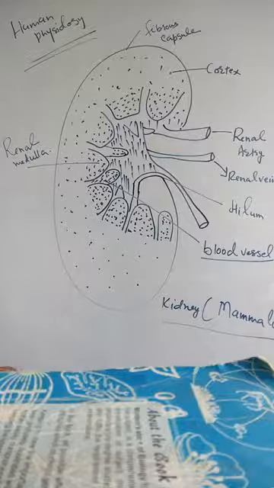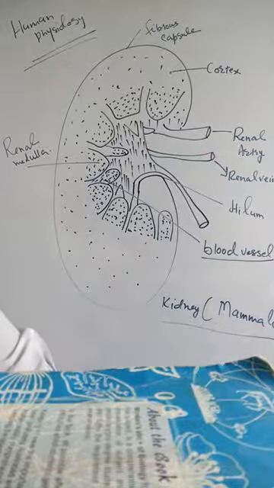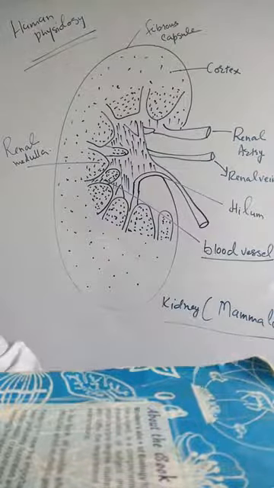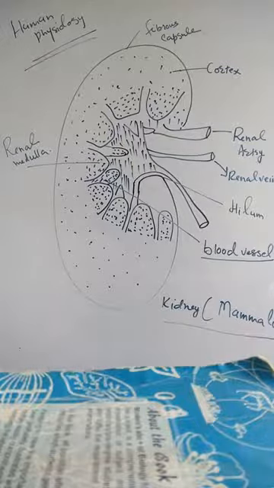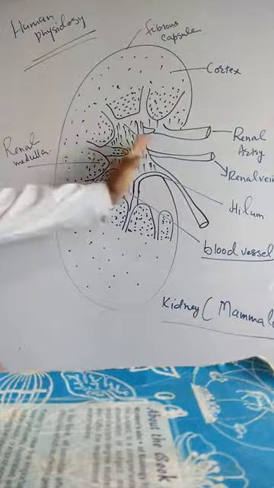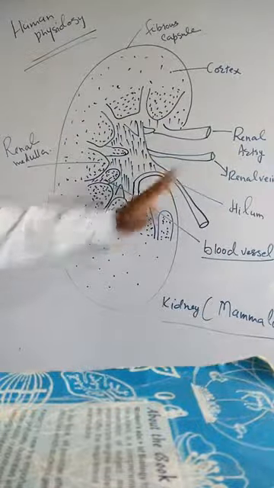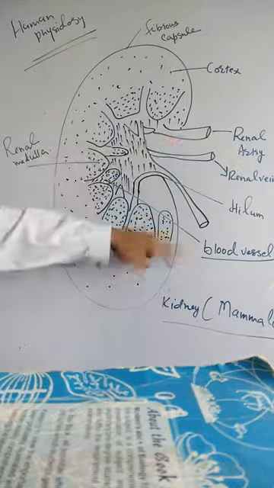This is the structure of a human kidney or mammalian kidney. There are two mammalian kidneys, a pair of mammalian kidneys located below the abdominal cavity, attached to the muscular wall near the vertebral column. So far as the structure of the kidney is concerned, this is the portion of hilum or hilus, from which blood vessels, the renal artery, as well as the ureters open.